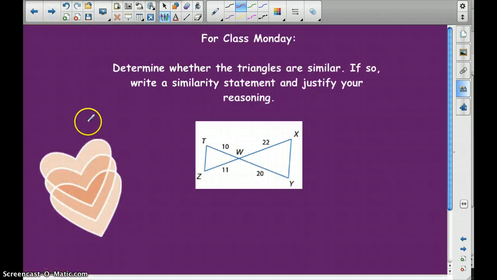So for class Monday, I want you to go ahead and determine whether these triangles are similar, and then write a similarity statement and justify your reasoning.